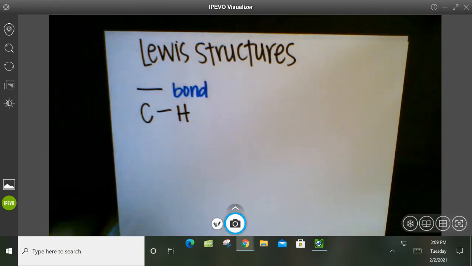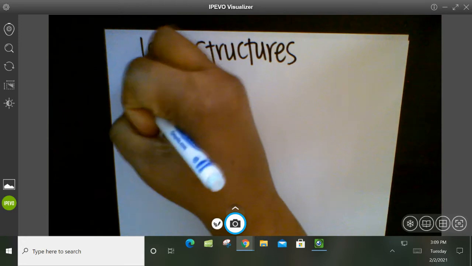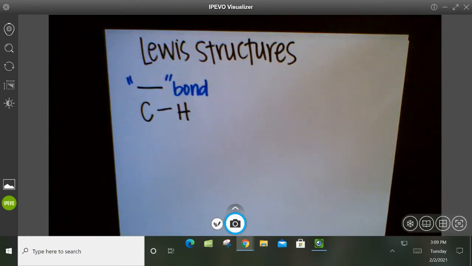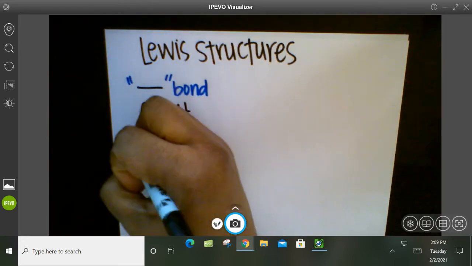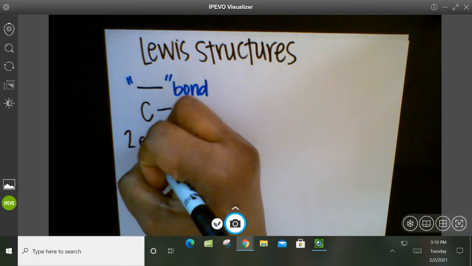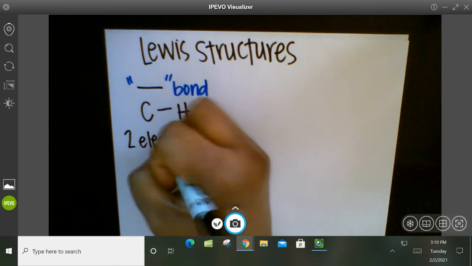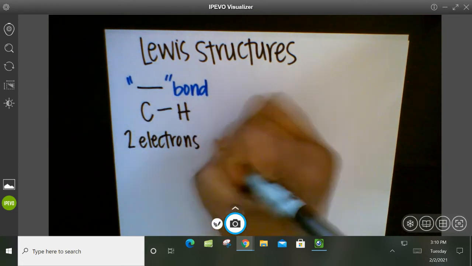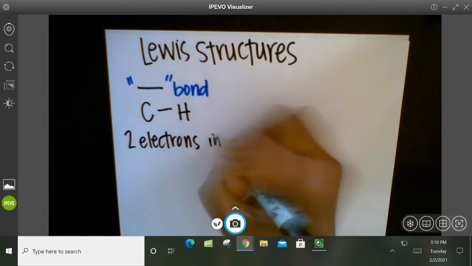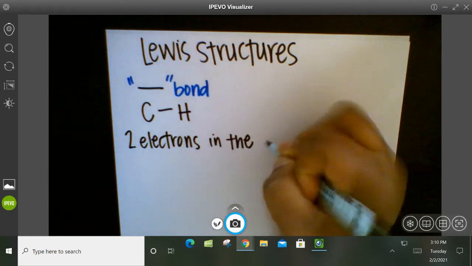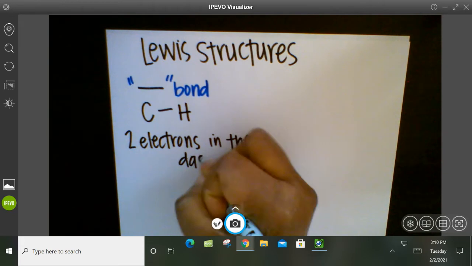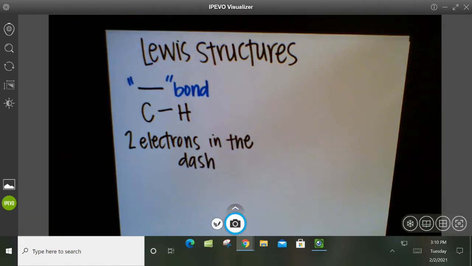So how many electrons are in that dash? There are two electrons represented in the dash. And I'll just put dash. All right.